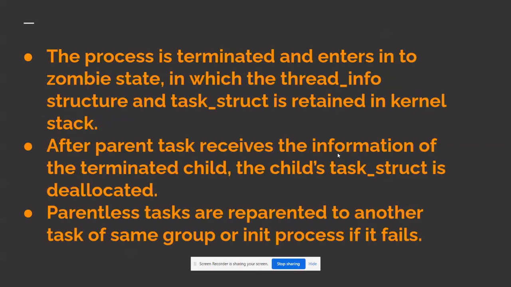When a process is terminated, it enters a zombie state in which the thread info and task struct are retained in the kernel stack. The parent waits using the wait system call for the information of the terminated child. Until the information of the terminated child is received by the parent, these structures are retained. Once the parent receives it, the thread info and task struct are deallocated.